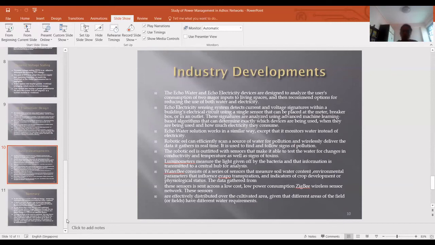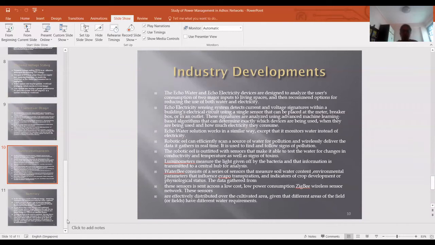The Eco Water and Eco Electricity devices are designed to analyze the user's consumption of two major inputs to living spaces and then recommend options for reducing the use of both water and electricity. The Eco Electricity sensing system detects current and voltage signatures within a building's electrical circuit using a single sensor that can be placed at the meter, breaker box, or in an outlet. These signatures are analyzed using advanced machine learning based algorithms that can determine exactly which devices are being used, when they are being used, and how much electricity they consume. The Eco Water solution works in a similar way, except that it monitors water instead of electricity.